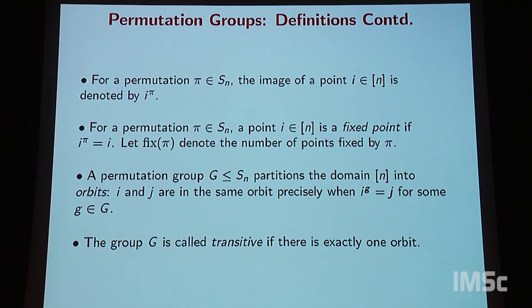And a group is called transitive if any point can be moved to any other point by the group. For example, the single cycle 1 maps to 2 maps to etc. up to n, which maps back to 1 is a transitive group. So the group is transitive if there is exactly one orbit.